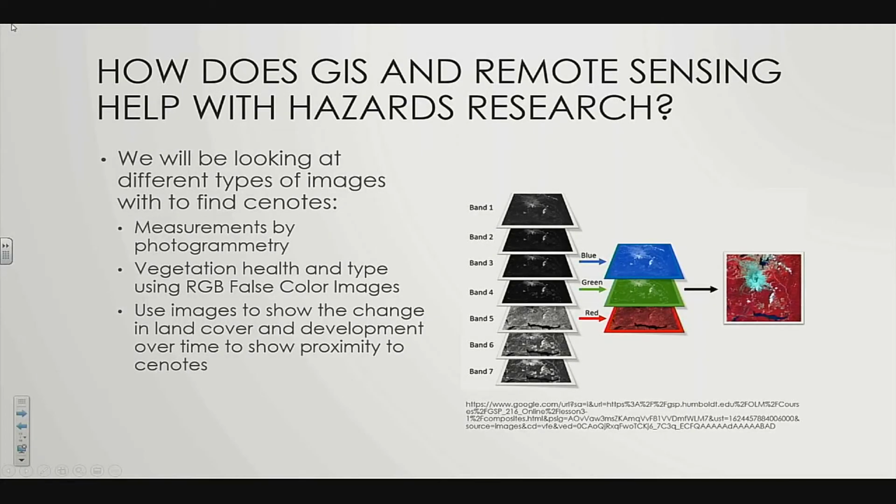So what are we going to do? We need to measure the cenotes using photogrammetry, which is just measuring and then translating what it would be in ground truth measurements, to see the health of vegetation and to see if any vegetation is going to be affected by cenotes collapsing or the development of cenotes. Or you could even see if the cenotes that are polluted with all the stuff that we've been talking about for the last couple of days affect the vegetation around them.